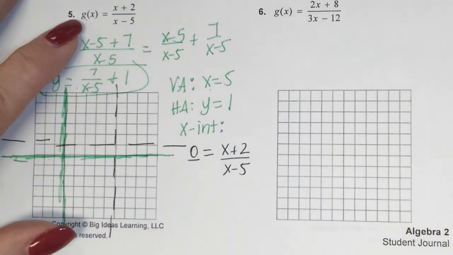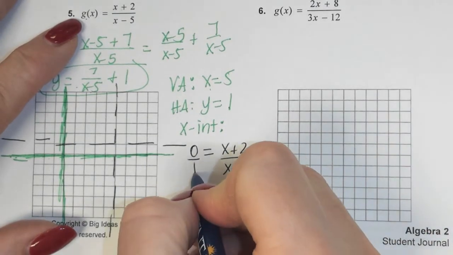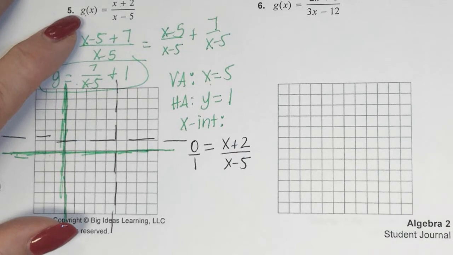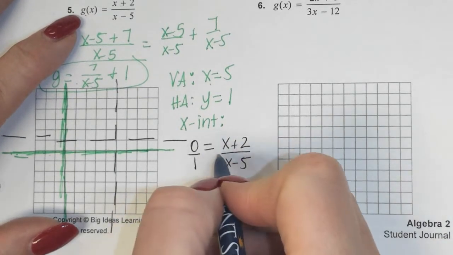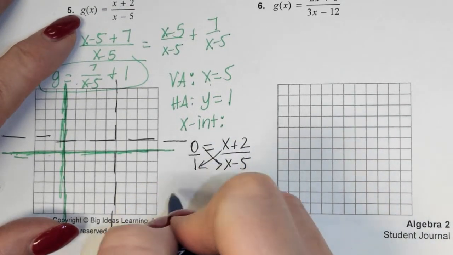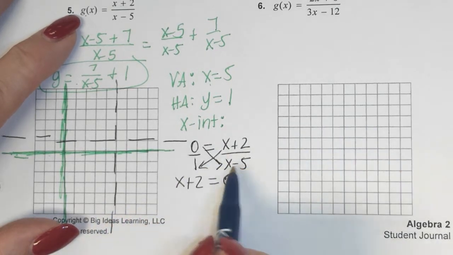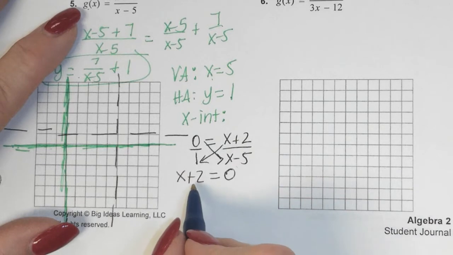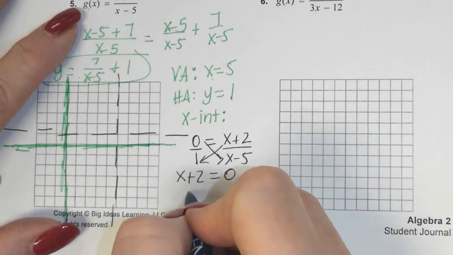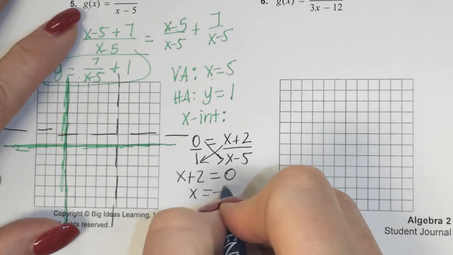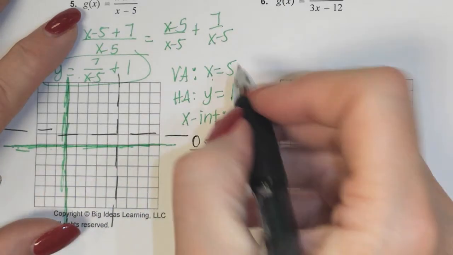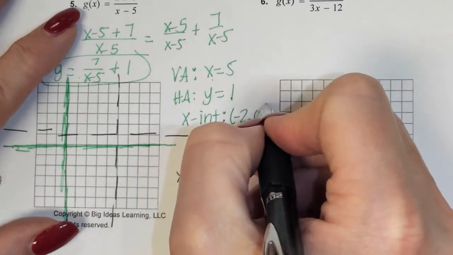What is 0 over? 1. 0 is always over 1. It can actually be over any number, but it's just easiest to put it over 1. We're going to cross multiply. We get x plus 2 equals 0. 0 times anything is 0. So what's that going to be then? X equals what? Negative 2. So our X-intercept then is going to be at negative 2, 0.